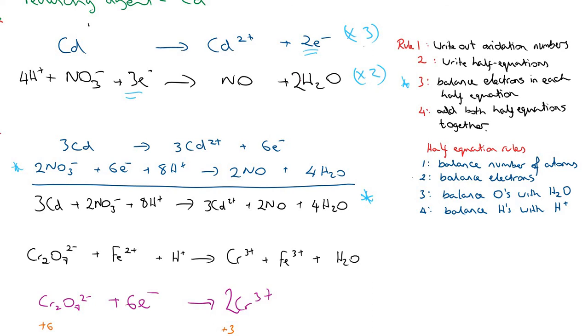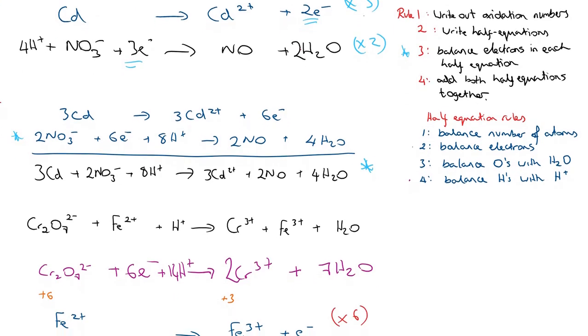Now that I've done the electrons for that, we're just going to look at the waters. There are 7 oxygens on the left here, so therefore there must be 7 water molecules, 7 H2O here to balance that, and therefore the next thing I'm going to do is balance the hydrogens with H+. If there's 7 by 2 hydrogens here, there's going to be 14 H+. There. So that's that balanced.